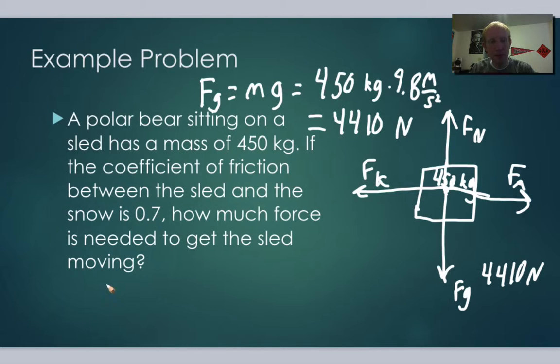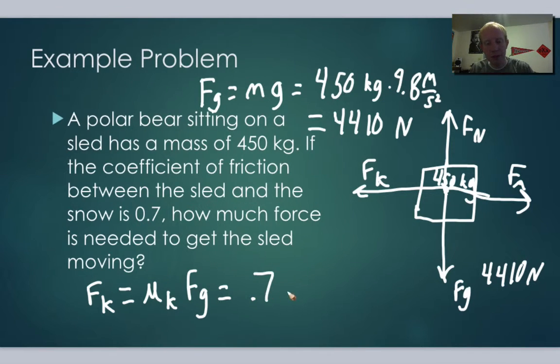The force of friction equals mu k, or the coefficient of friction, times the force of gravity. That gives us mu k, which is right there, 0.7, times the force of gravity, which is 4,410. We multiply that out.